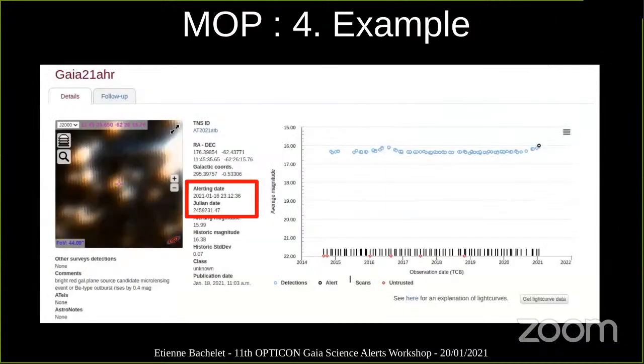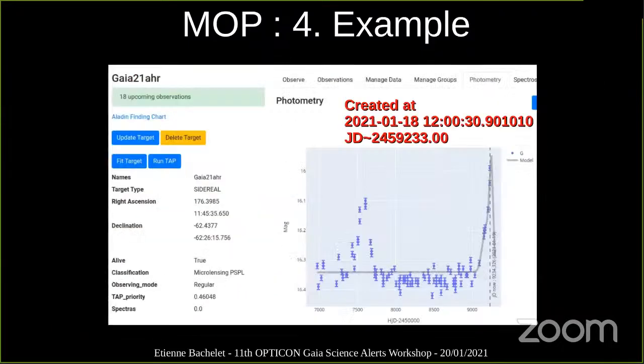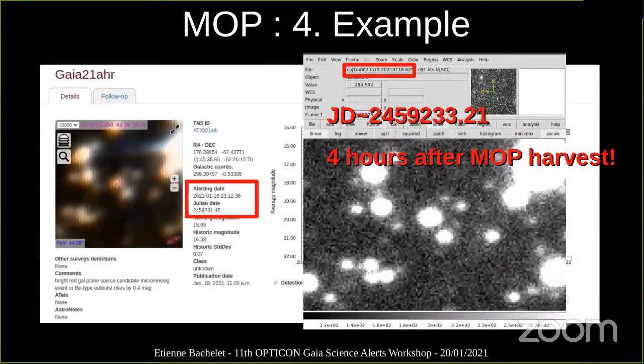As I was building this talk, I was looking for some examples, and this event, Gaia20AHR, was alerted 4 days ago, and actually the MOP ingested it 1 day after, and automatically triggered observations. We were able to obtain our first follow-up image 4 hours after the MOP was aware of this event.